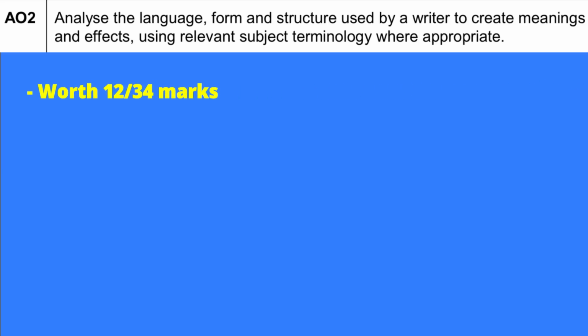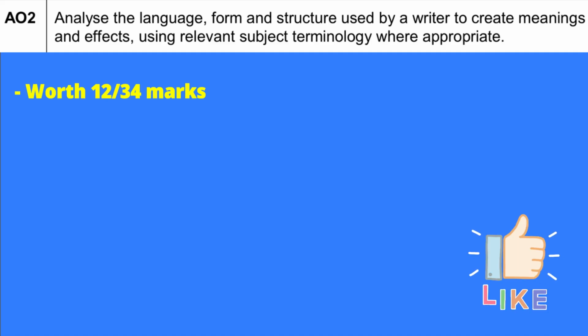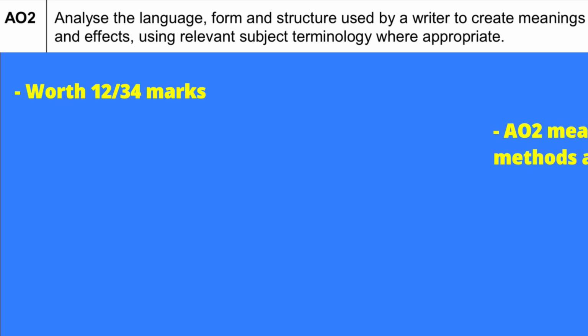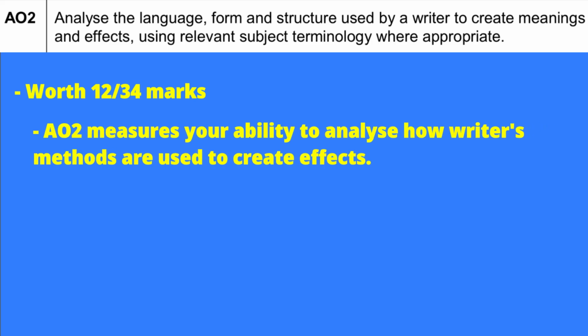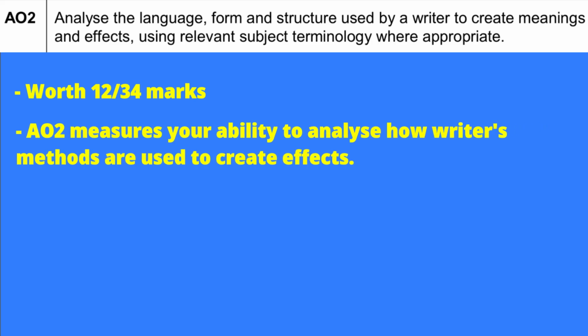AO2 is also worth 12 marks out of 34. Let's look at this one in detail. AO2. Analyse the language, form, and structure used by a writer to create meanings and effects, using relevant subject terminology where appropriate. This is often the one pupils struggle with, as you need to be able to show your knowledge of particular methods a writer uses.